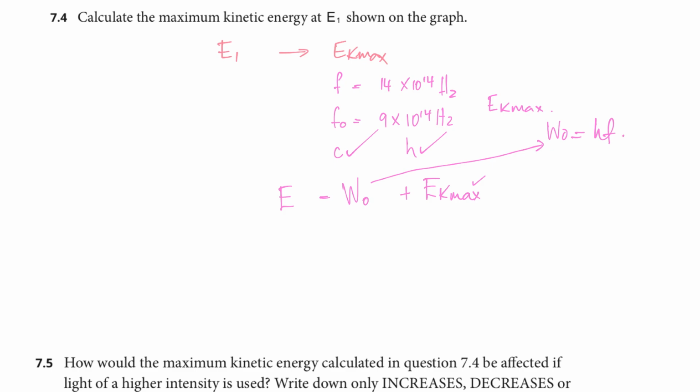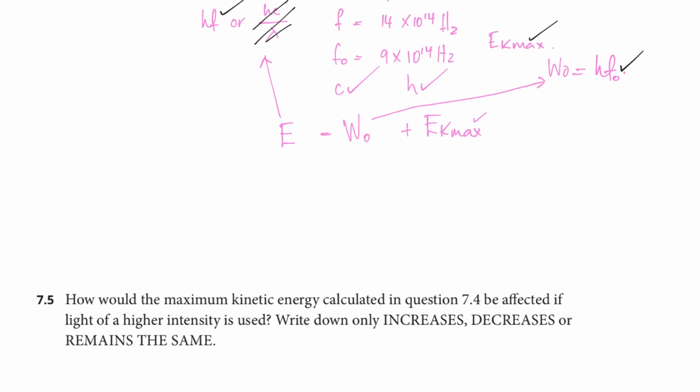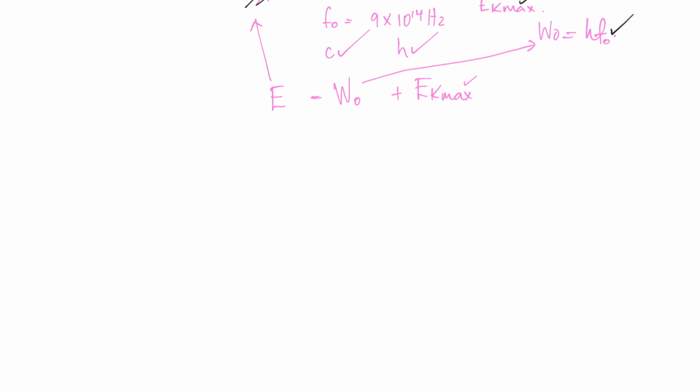I also know that E is equal to HF or HC over lambda. Now I don't have lambda, so I'm not even going to bother with that. Okay, so I know I can't use that. I know I need HF for E. I know I need HF0 for work function, and I'm looking for EK max. And I've got H and C and whatever other information I need. Right, so the next step is to start with my calculation.